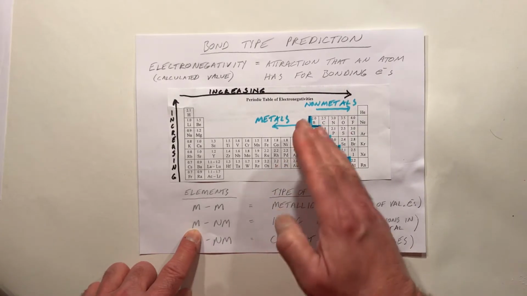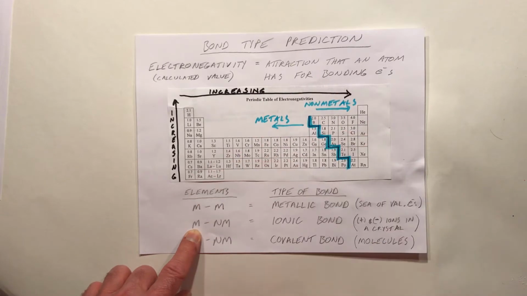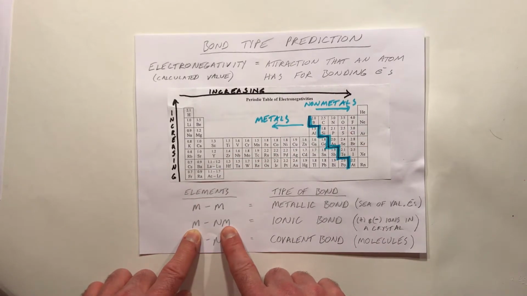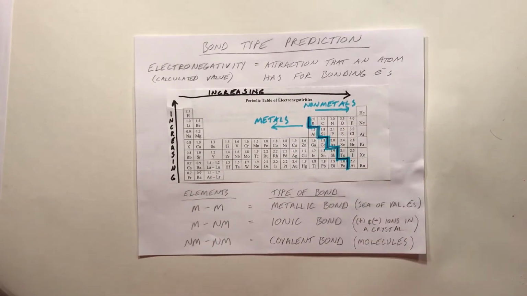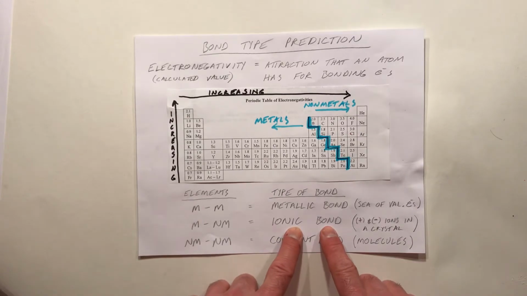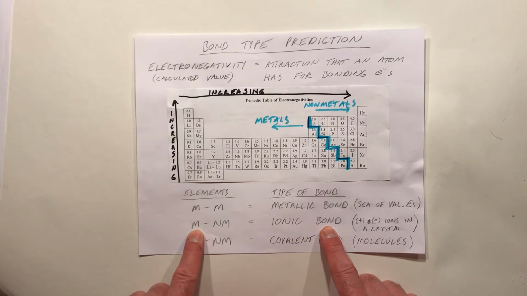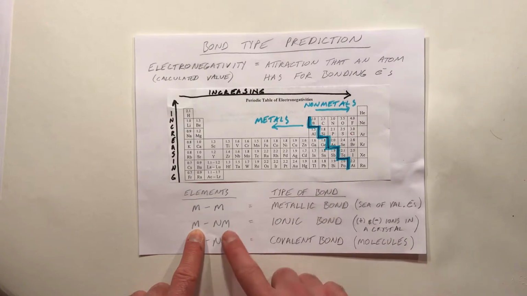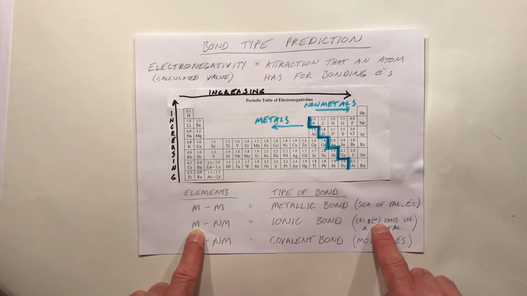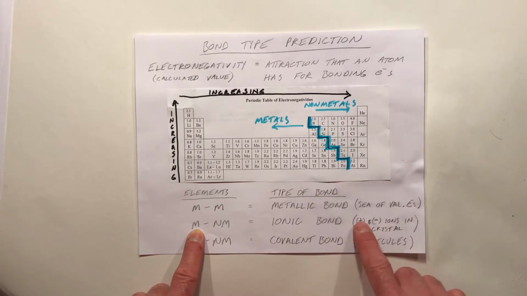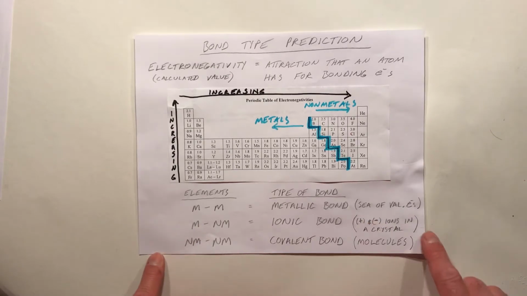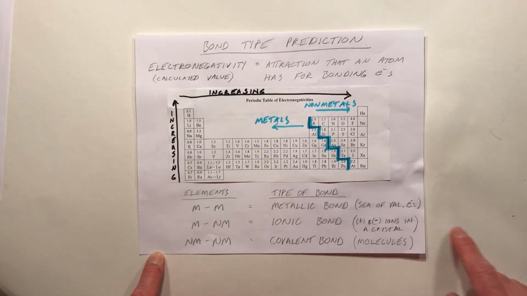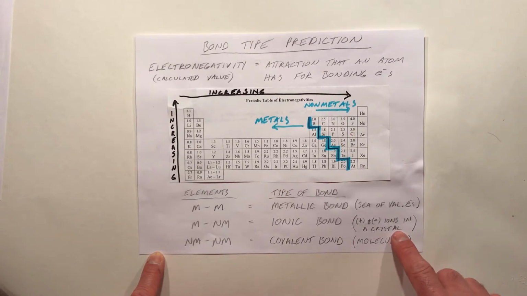If you have a metal with low electronegativity, low attraction for bonding electrons, bonding with a nonmetal, high electronegativity, high attraction for bonding electrons, we get an ionic bond. The metal loses electrons to form a positive ion. The nonmetal gains those same electrons, forms a negative ion, and we know opposites attract, so these ions stick together and form an ionic compound. On a macro scale, we see a crystal formed that's made of ions.